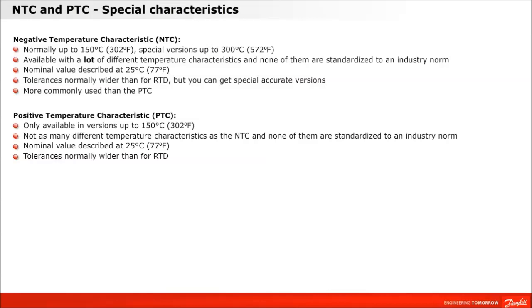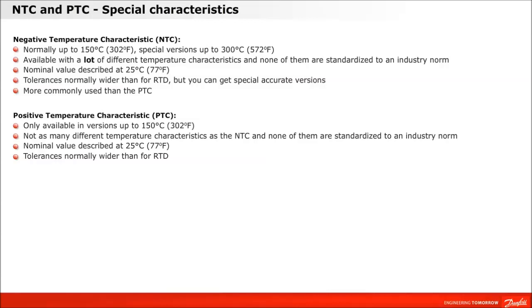There are many different output characteristics which are not standardized by an industry norm. An NTC is normally defined by its output value at 25 degrees Celsius. For example, an NTC 10,000 will have 10,000 ohms resistance at 25 degrees Celsius. The tolerances are normally wider than for RTD, but you can get special accurate versions at a higher cost. The NTC is more commonly used than the PTC.